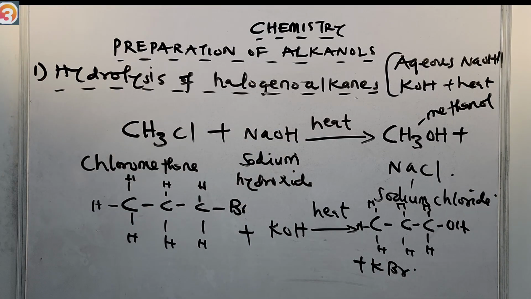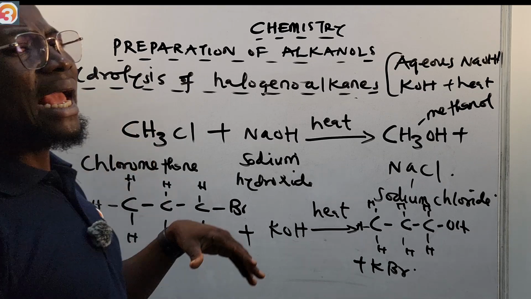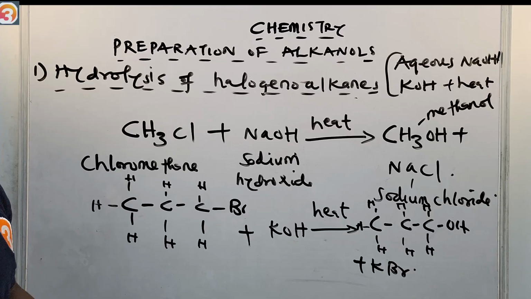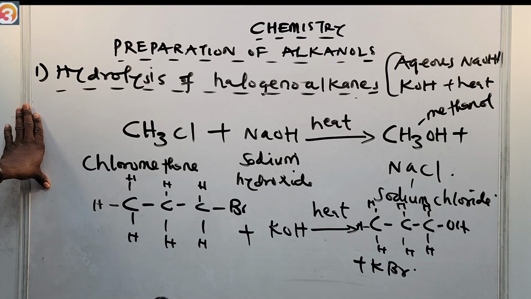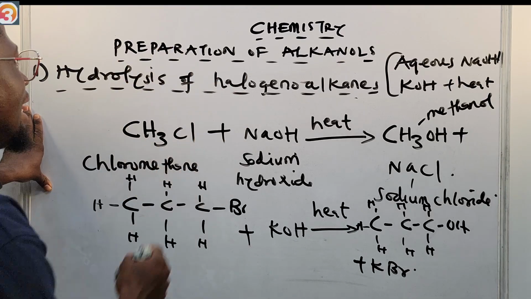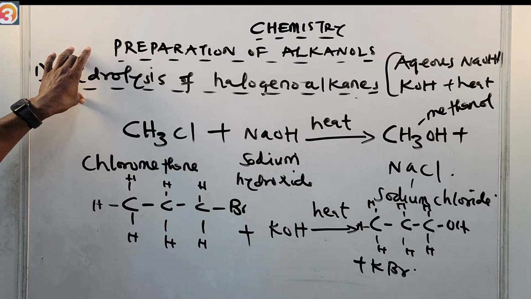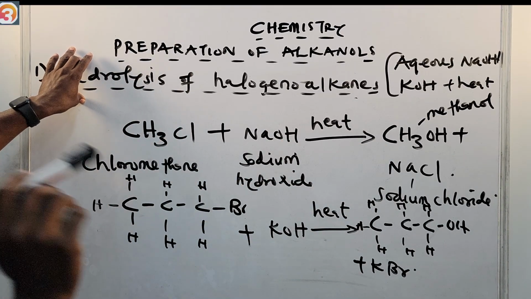All right, so that's how we prepare alkanols from hydrolysis of halogenalkanes. Take note of that. So the conversion of a halogenalkane to an alcohol is what we call hydrolysis. Take note of that. Very important.